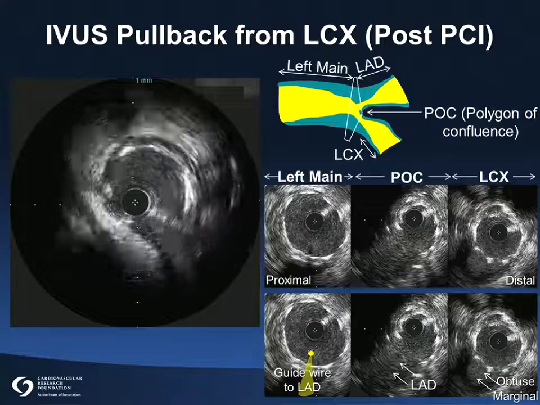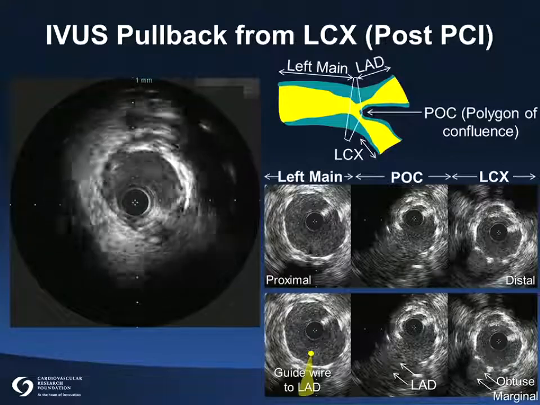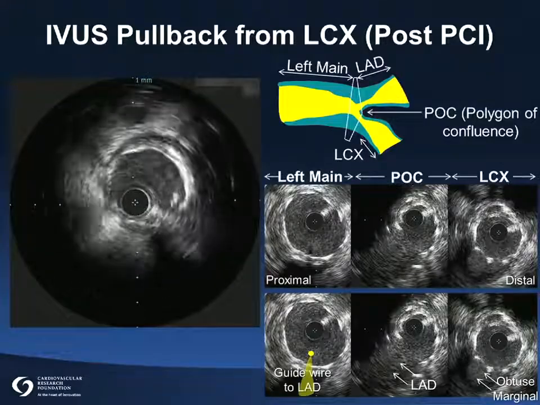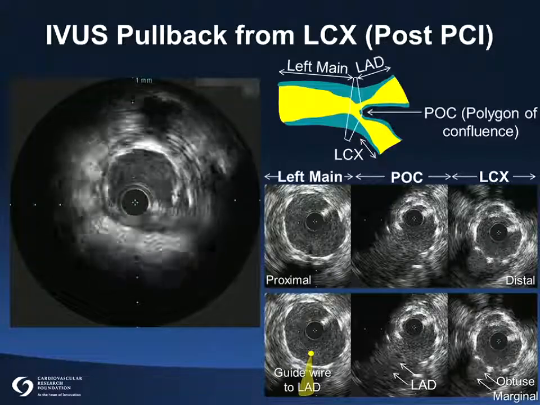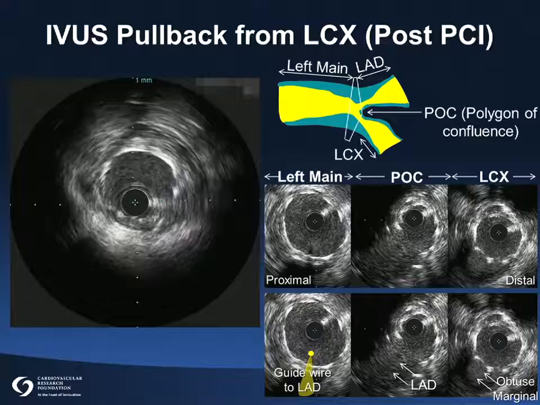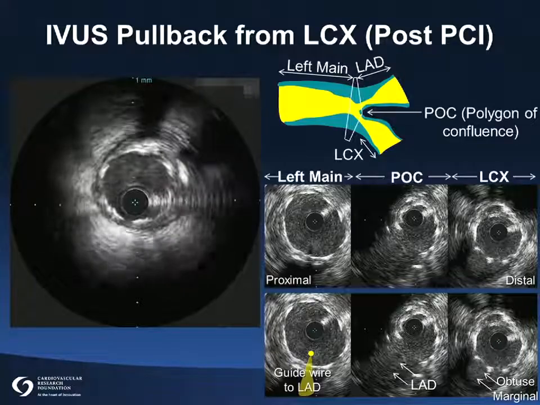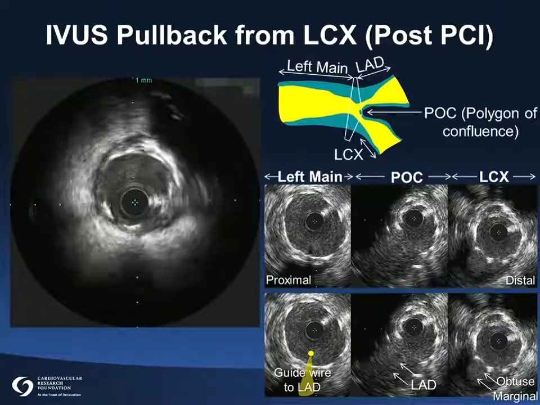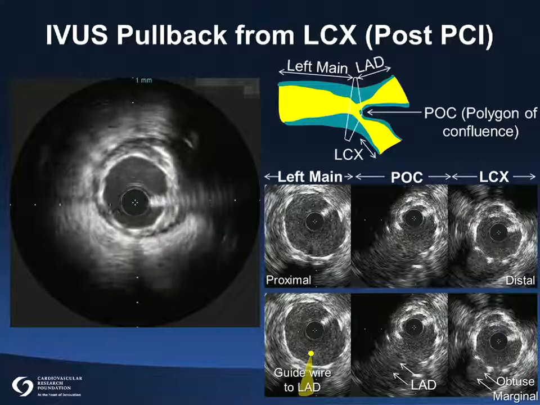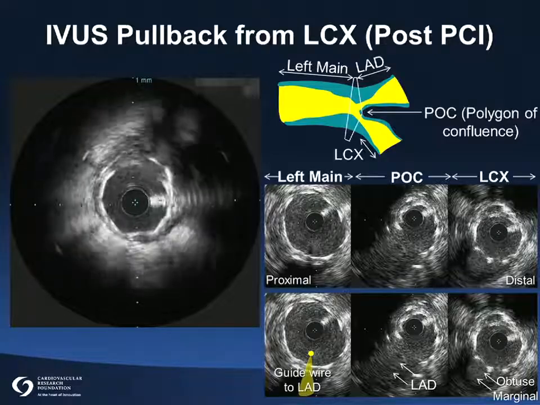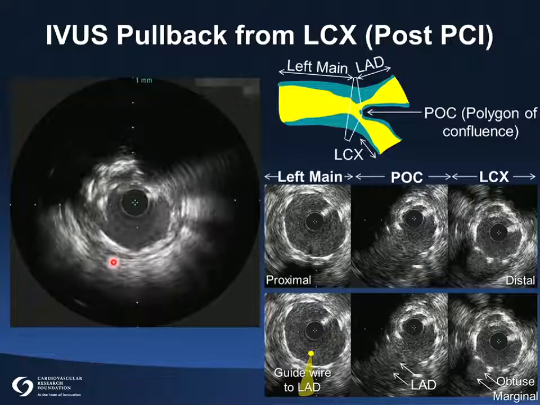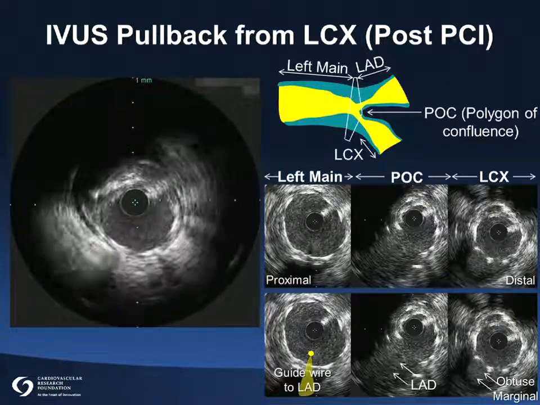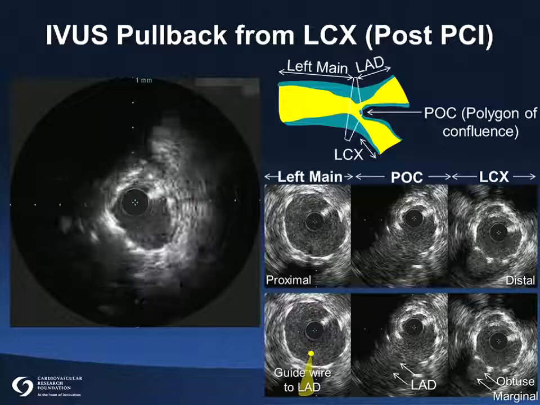This is the IVUS pullback from the left circumflex to the left main. The stent is well expanded and elliptical in shape only at the ostium of the LCX. During the left circumflex pullback, two branches appear at 7 o'clock. First, an obtuse marginal, and next, the LAD. Note the guide wire in the LAD.